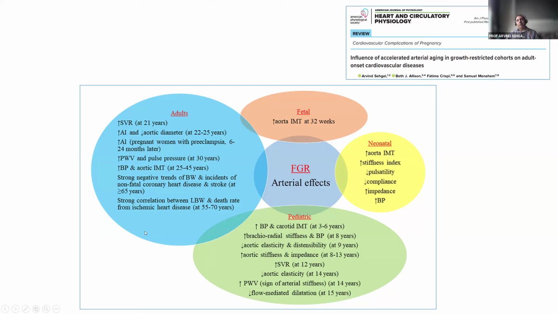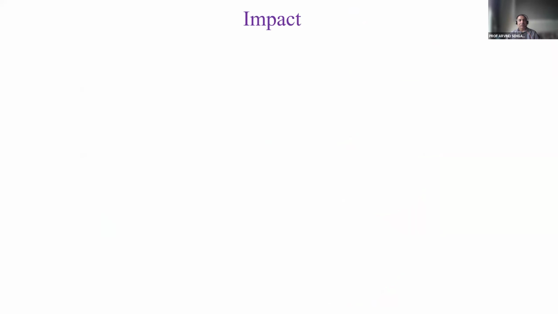I'm just trying to stress that the changes you see in these cohorts are of relevance even if you're an adult physician. So it's important for adult physicians, adult cardiologists, vascular biologists, and public health people to understand that these changes just don't go away.